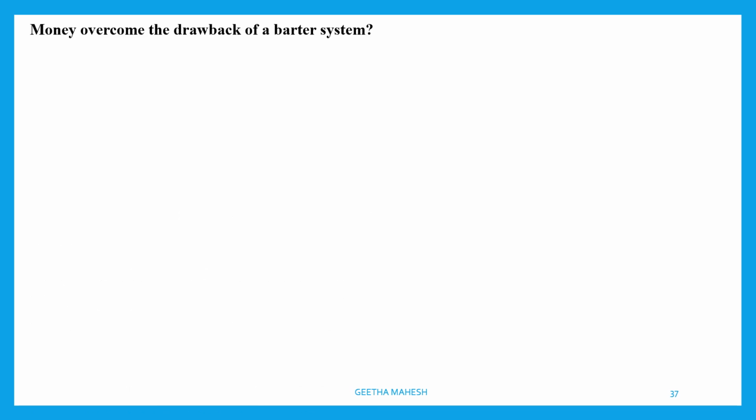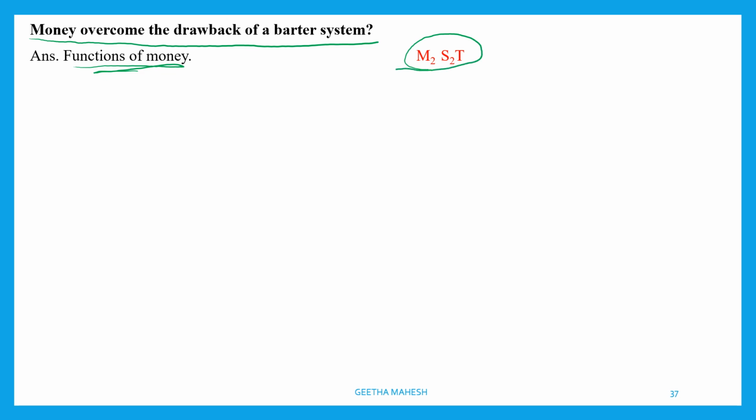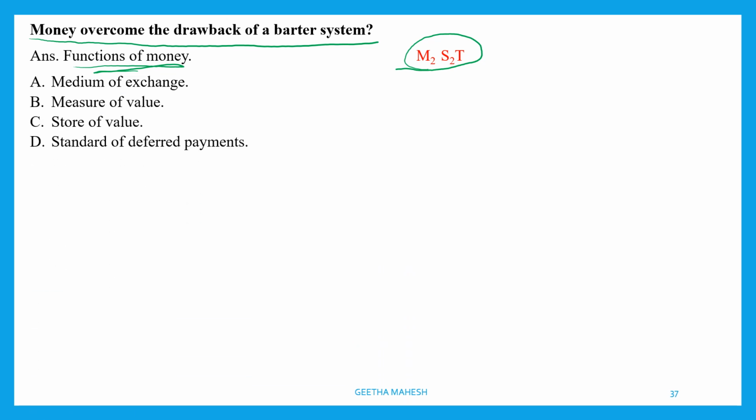Next, let us discuss how money overcomes the drawbacks of the barter system. So let us discuss the functions of money, and that can be written in the short form M squared, S squared and G. Medium of exchange, measure of value, store of value, standard of deferred payments and transfer of value.